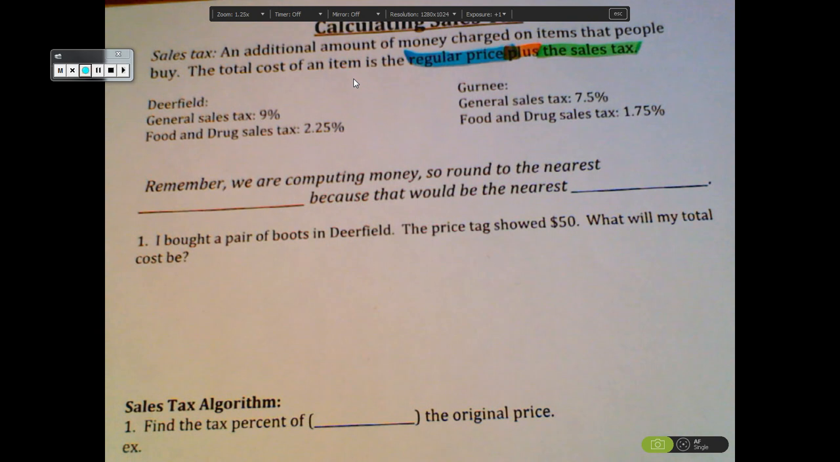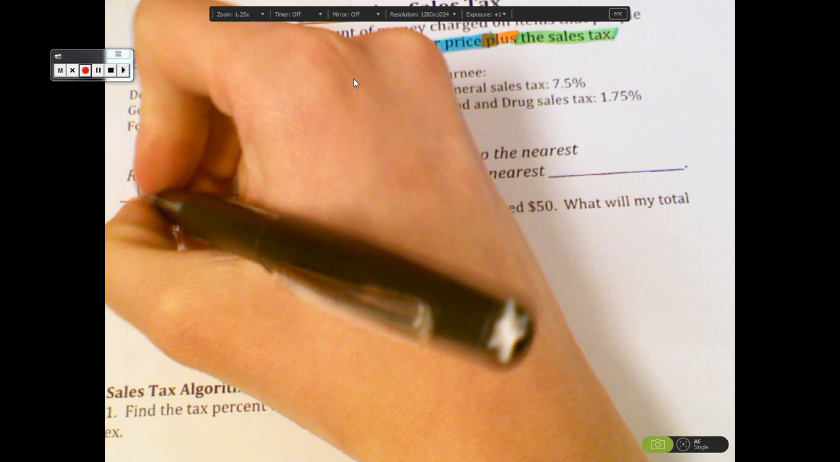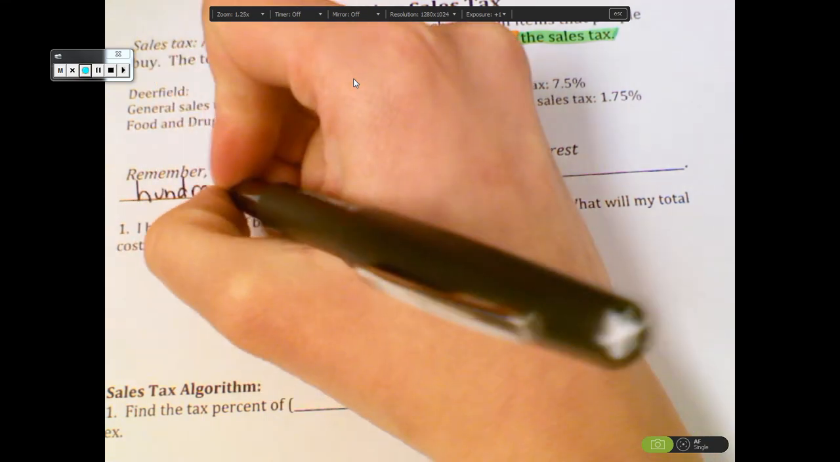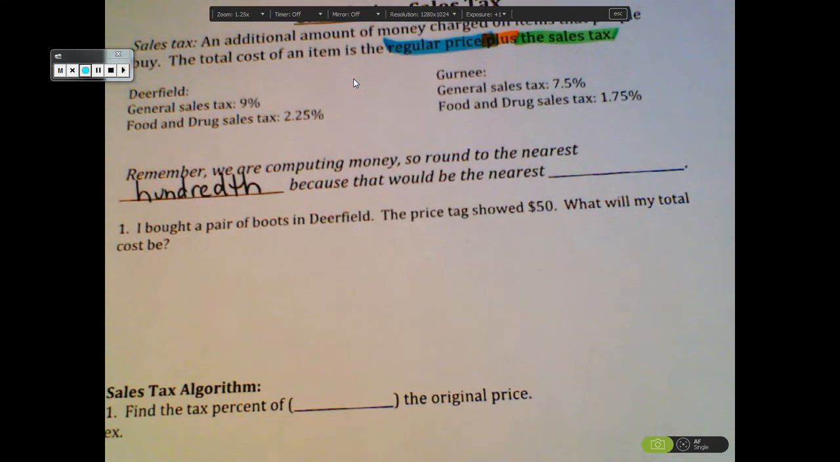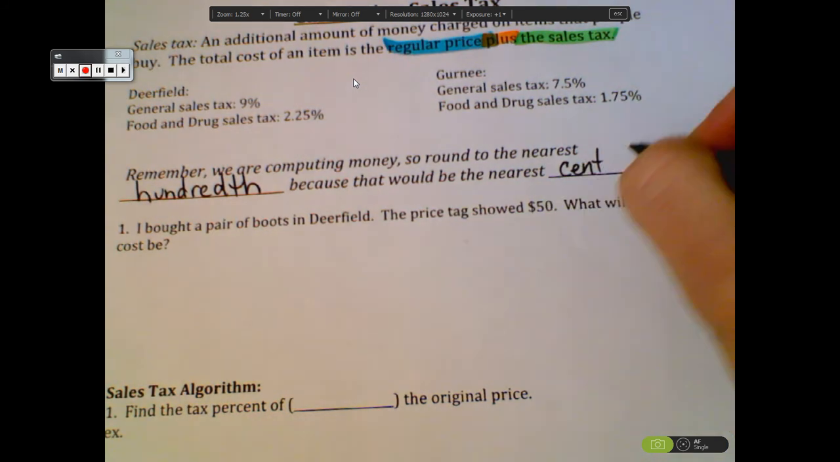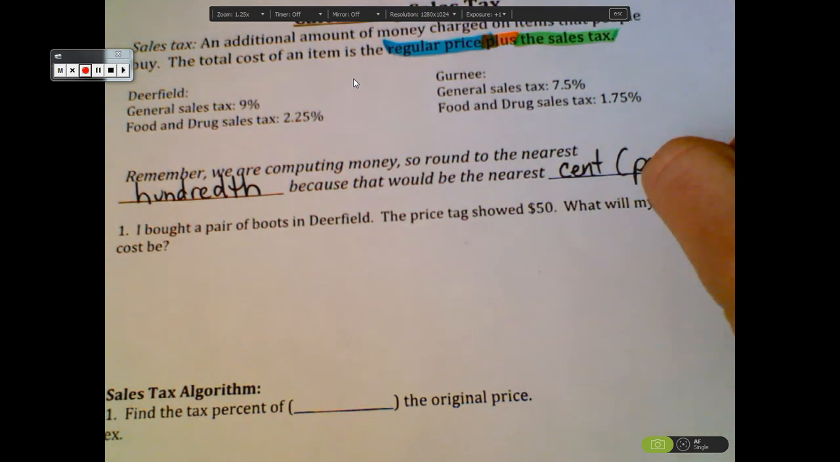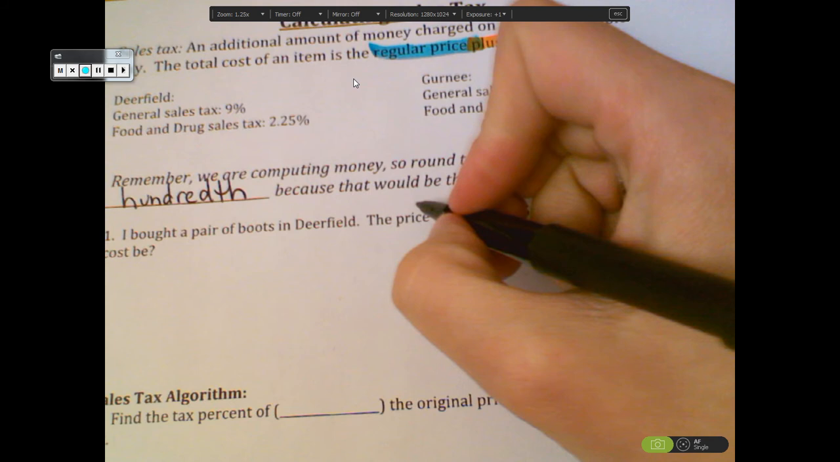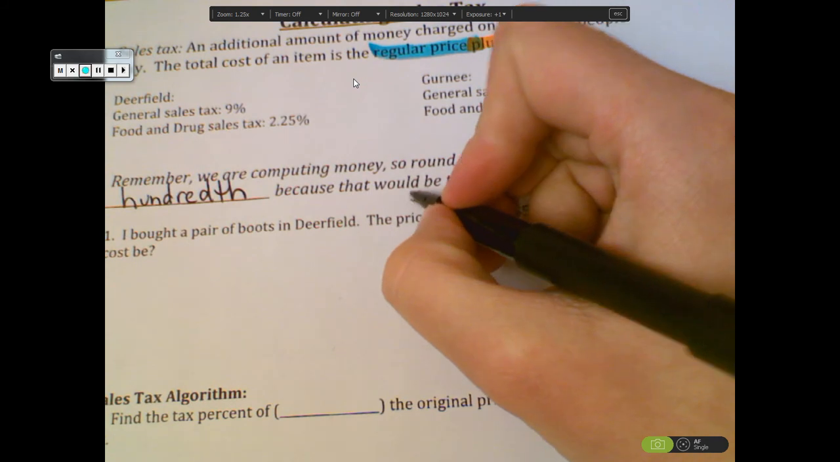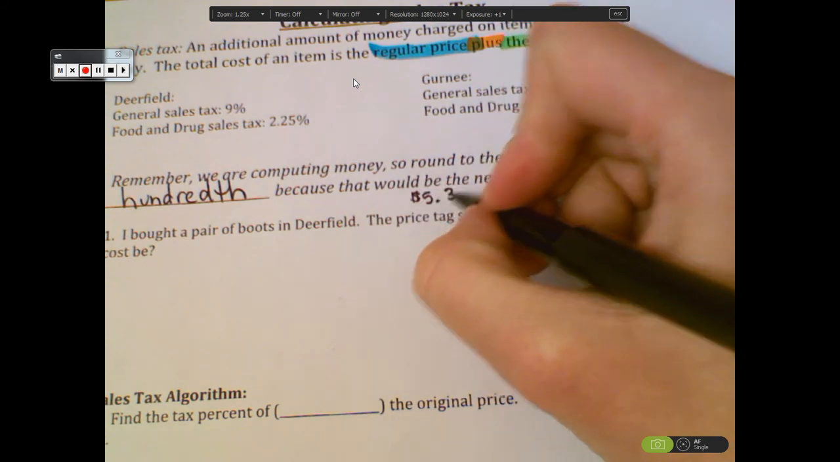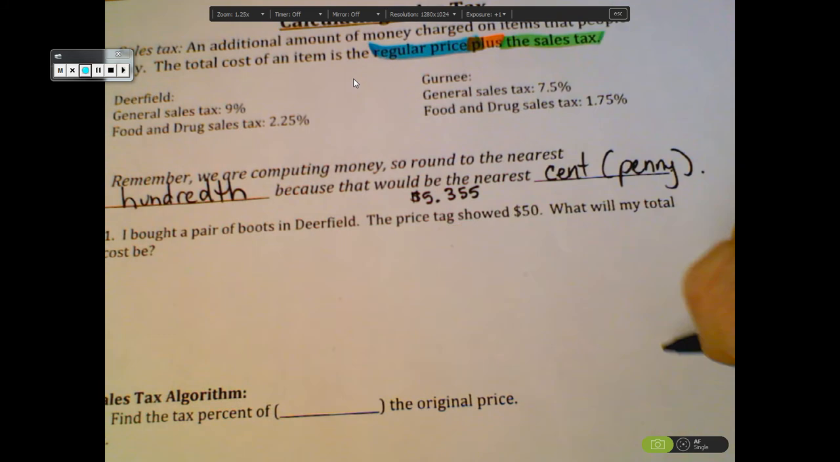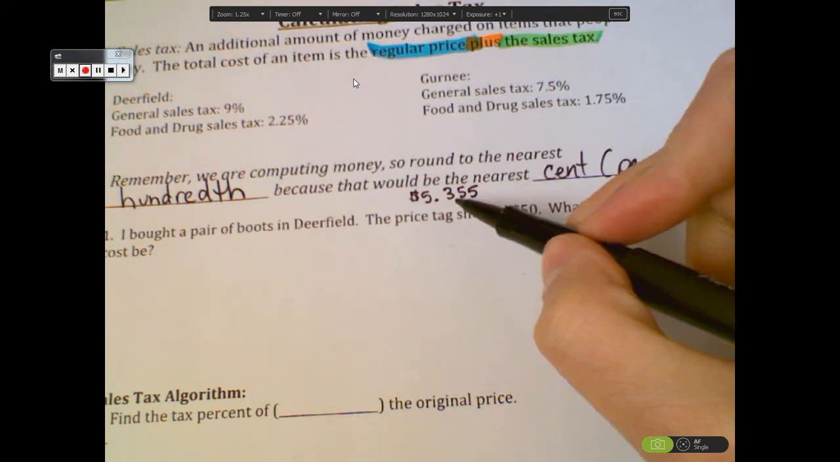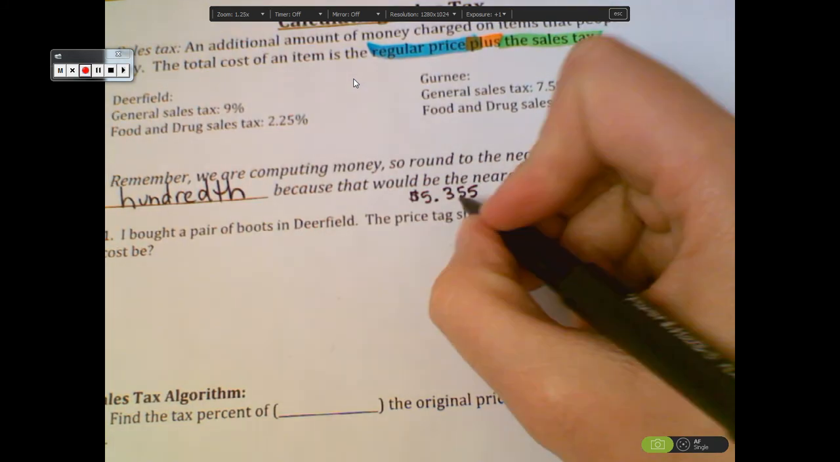Remember, we are computing money. We're talking about sales tax, people, so we need to round to the nearest hundredth, because that would be the nearest cent or penny. They can't ask you at the store for 1.5 pennies. There's no such thing. So, for example, if something was $5 and it turned out to be $5.355, there's no such thing as this amount of money. We have to stop here.